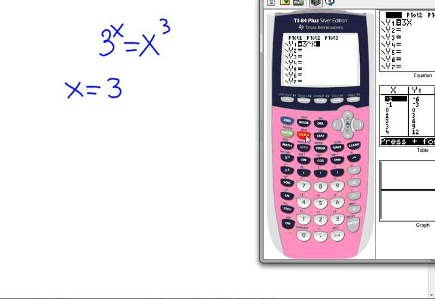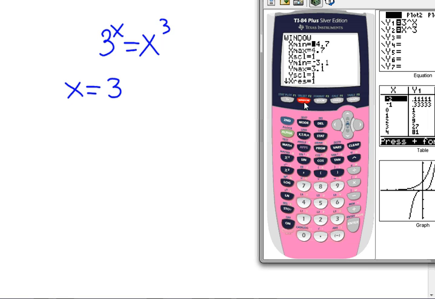3 to the x and x cubed. And why don't we just zoom it decimal? I'm still not going to see it. Because what's the value going to be? It's going to go up to what? 27. So let's make the window go up to 30. Now, I'm okay with my domain, it looks like. And I'm going to show you what happens with zoom fit. It doesn't work.